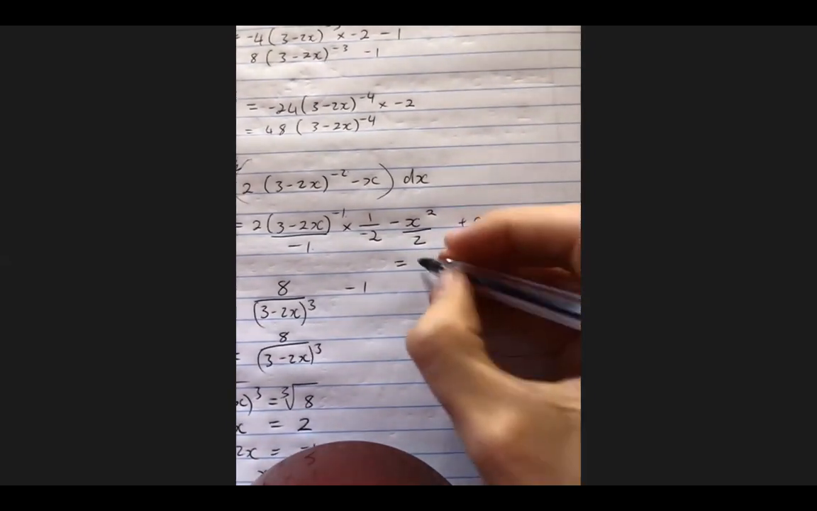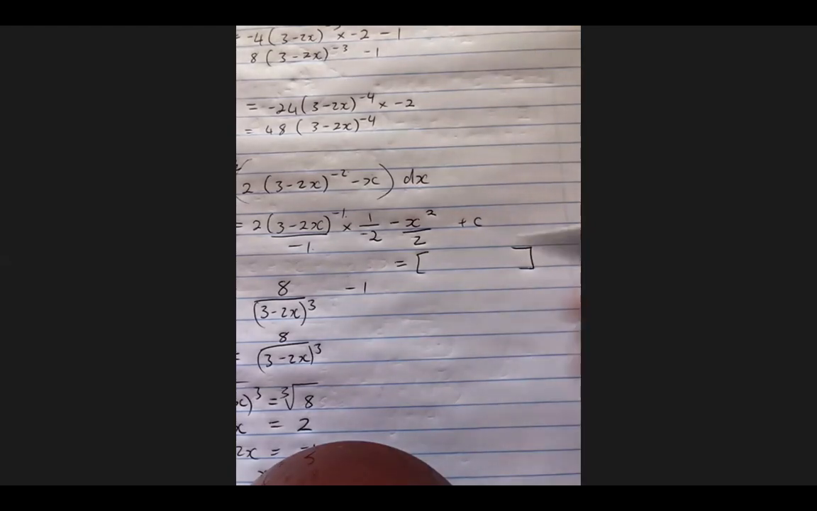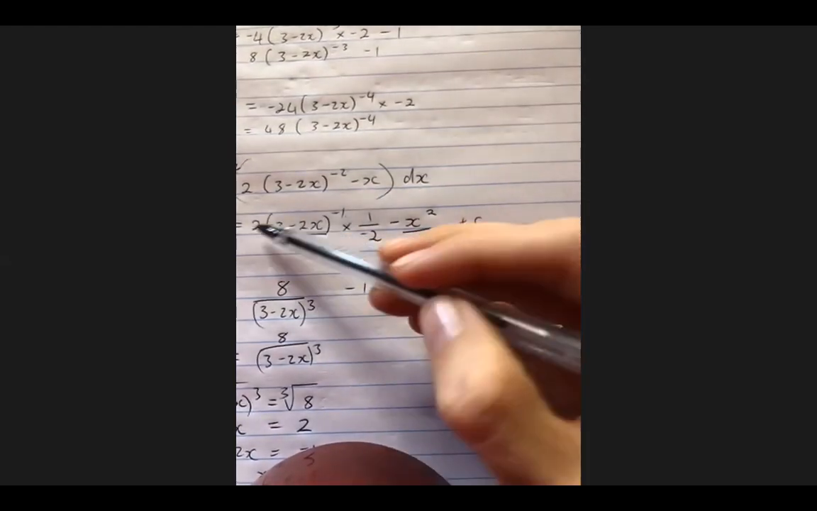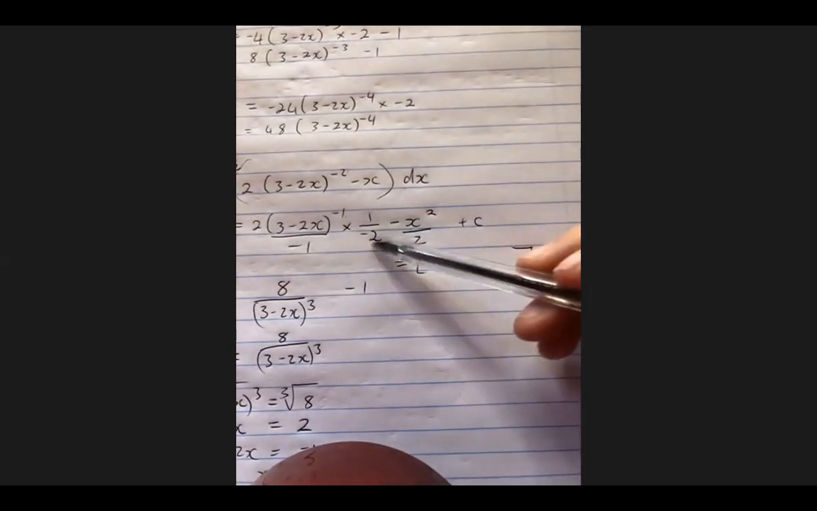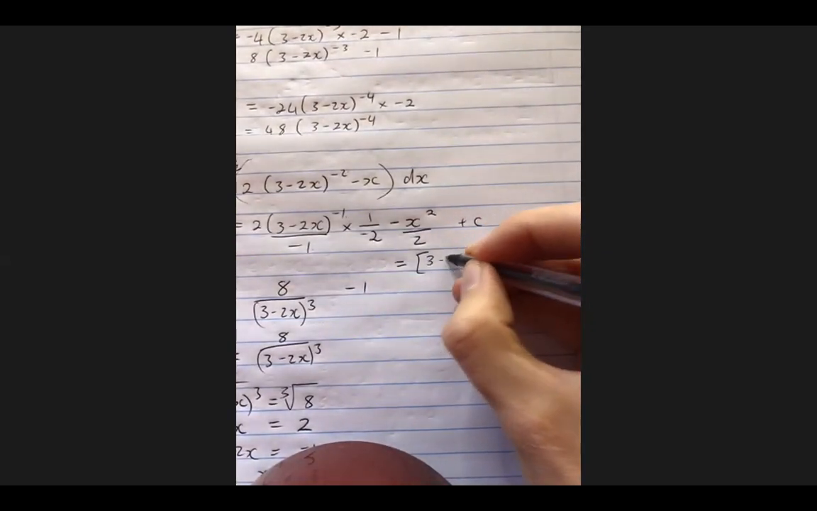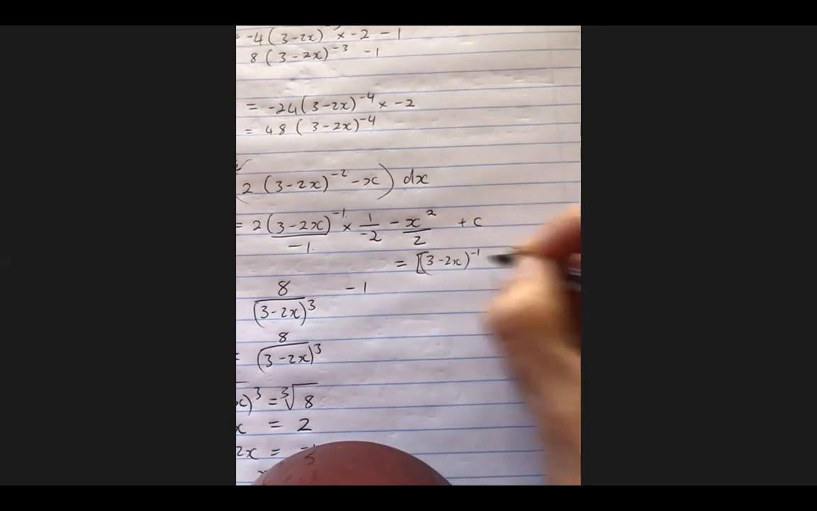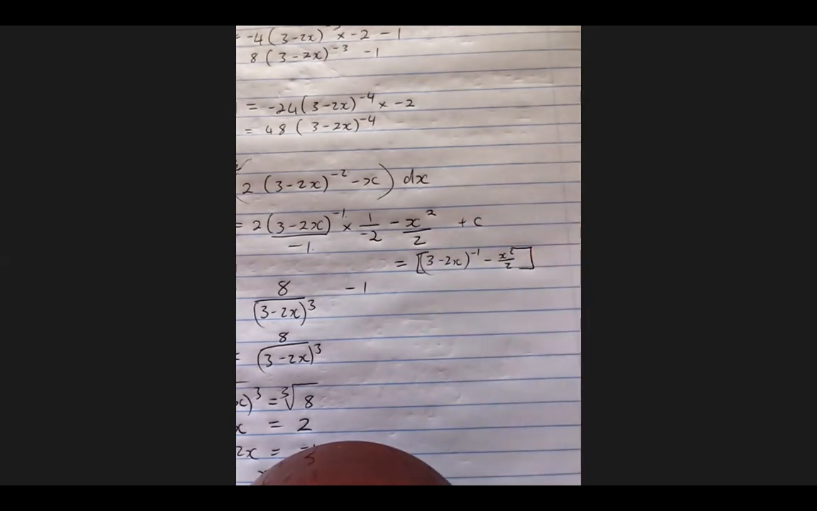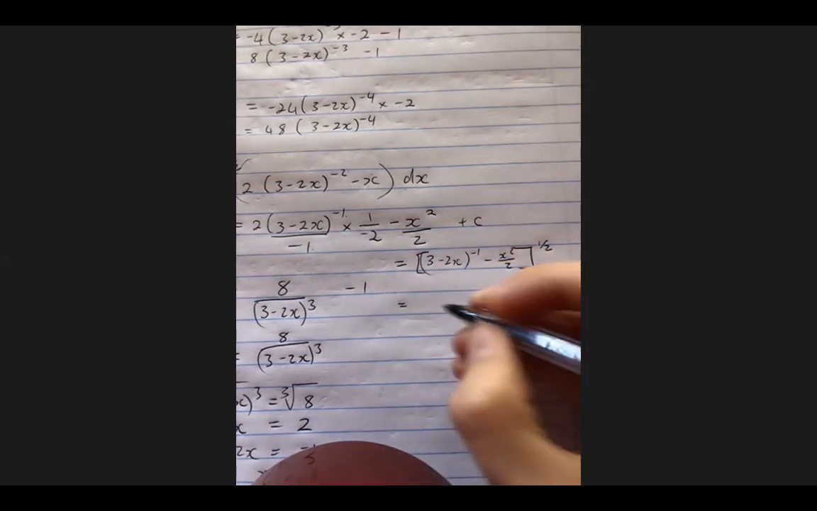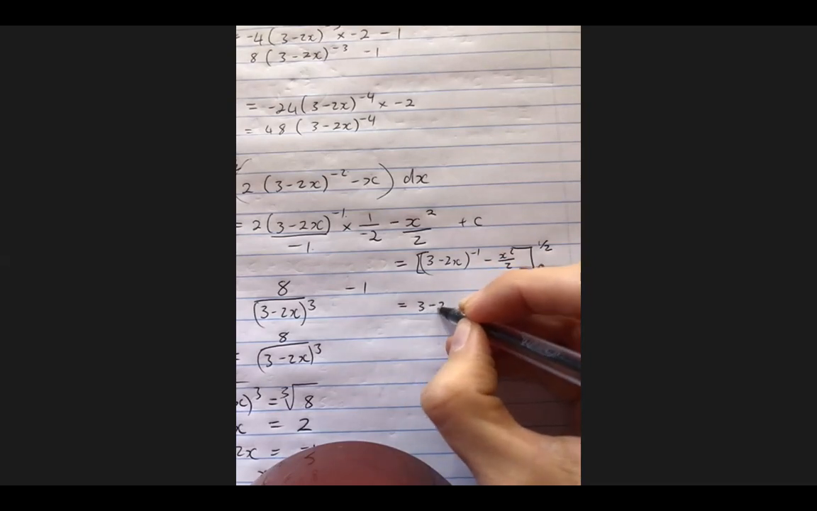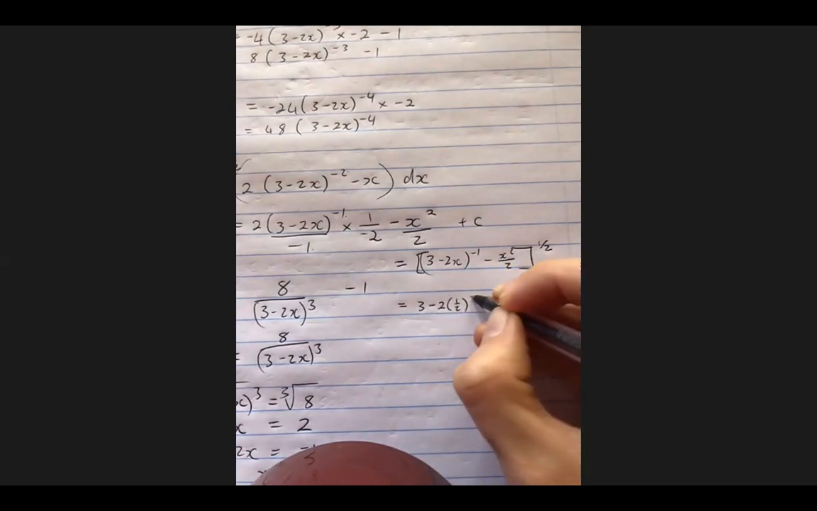Just going to clean this up a little bit. So my integrated version, I know, is all of this. But if I clean it up a little bit, the 2's will cancel, the negatives will cancel. So I only have 3 minus 2x to the negative a half minus x squared over 2. No need for plus c. And then you've got your boundaries from 0 to a half. And then you just start subbing them in. Remember, your biggest boundary goes in first. So you'll do this. Sub in your half.